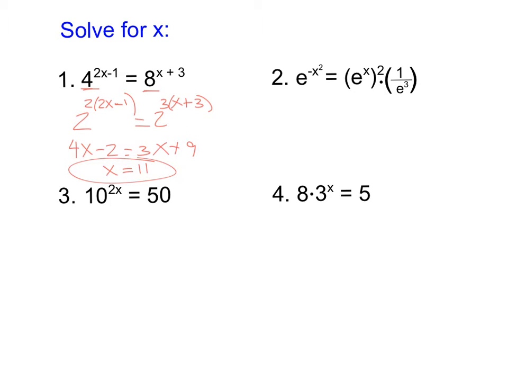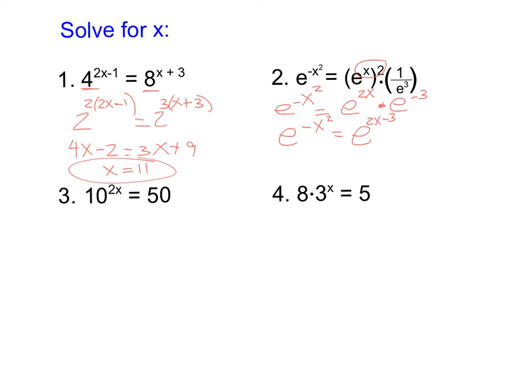I'm going to rewrite these so they both have an e. So e to the negative x squared equals... So this is e to the 2x, right? Those multiply. And this is e to the negative third. When you multiply, you add your exponents. So e to the negative x squared equals e to the 2x minus 3.